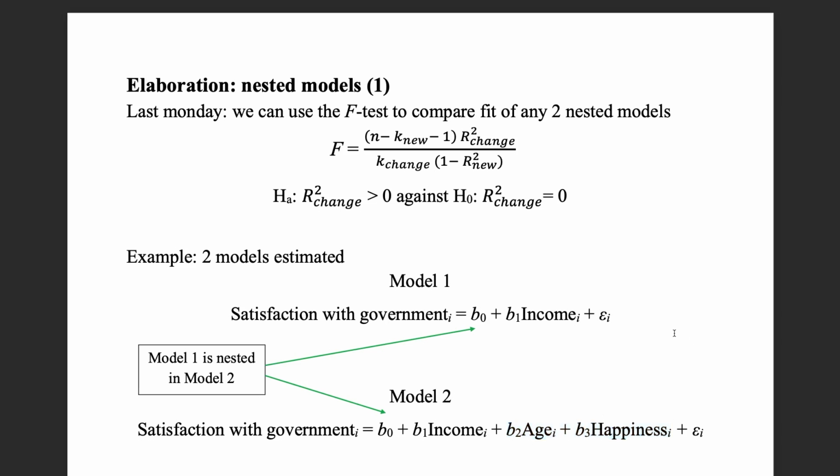So these are a hypothetical example of nested models, where model 1 is nested in the more elaborate model 2, where we are now also allowing B2 and B3, the coefficients for age and happiness, to take different values than 0. So then we're going to have to estimate those values.